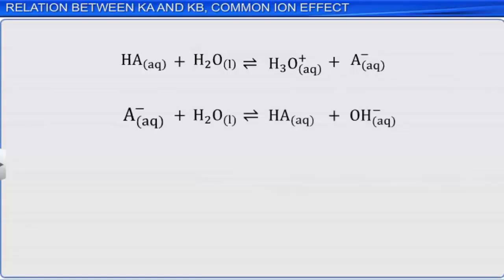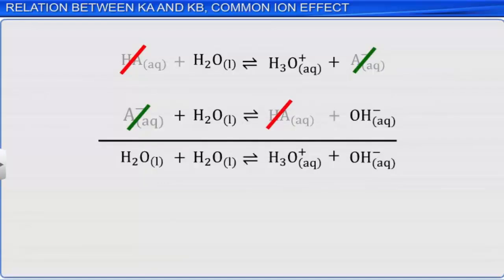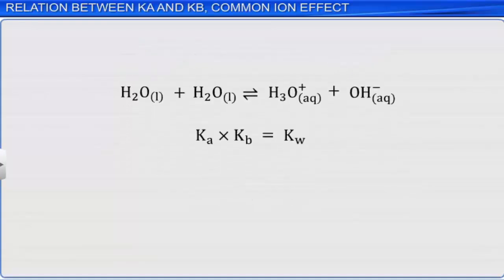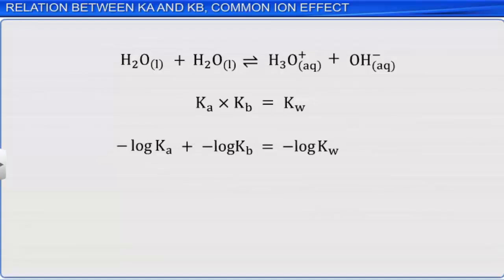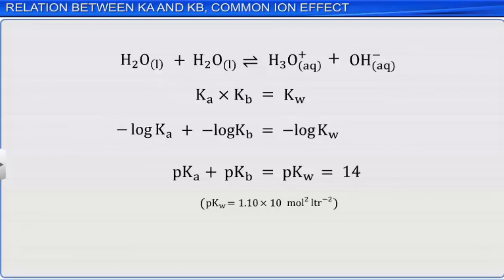This leads us to conclude that the equilibrium constant for a net reaction obtained after adding two or more reactions is equal to the product of the equilibrium constants for individual reactions. On applying the logarithmic scale to the equation, we get pKa plus pKb is equal to pKw, which is equal to 14.